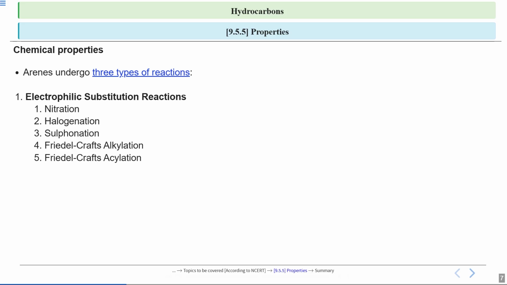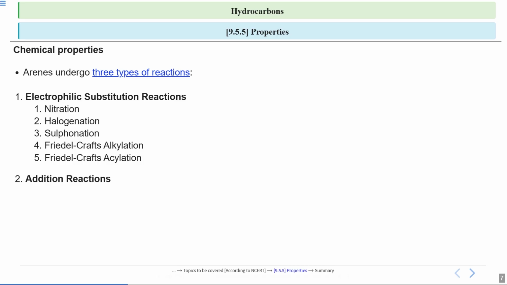Lastly, we have Friedel-Crafts acylation. Now, this is similar to Friedel-Crafts alkylation in terms of mechanism. But here we are introducing an acyl group, which is COCH3, not a simple alkyl group. This reaction also uses a catalyst and is important for making aromatic ketones, which are used in perfumes and pharmaceuticals.